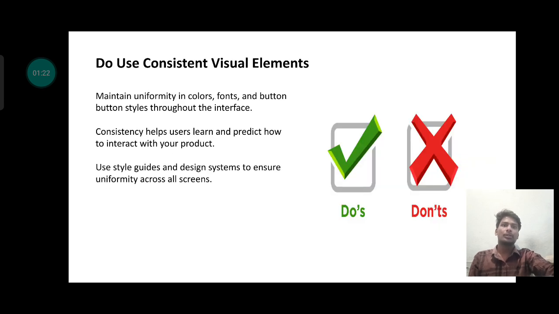Now, do use consistent visual elements. Maintain uniformity in colors, fonts, and button styles throughout the interface. Consistency helps users learn and predict how to interact with your product. Use style guides and design systems to ensure uniformity across all screens.